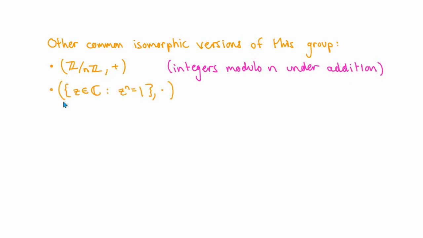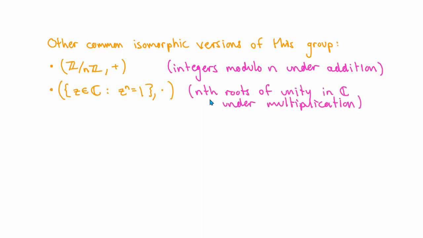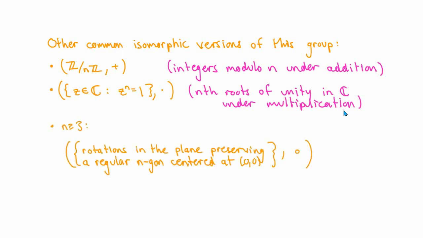Next, there are many problems where one is led naturally to consider the collection of nth roots of unity in the complex plane together with the binary operation of multiplication. It's pretty easy to see that this group is also isomorphic to the cyclic group of order n. And finally, another natural place where you see cyclic groups arise is when you're considering the collection of rotations in the plane which preserve a regular n-gon centered at the origin. Here, n is bigger than or equal to 3, and noting that the set here is a collection of maps from R2 to R2, the binary operation is composition of maps. Anyway, before we get lost in all of this, my point here is that the group of rotations in the plane preserving a regular n-gon centered at the origin is also isomorphic to a cyclic group of order n.